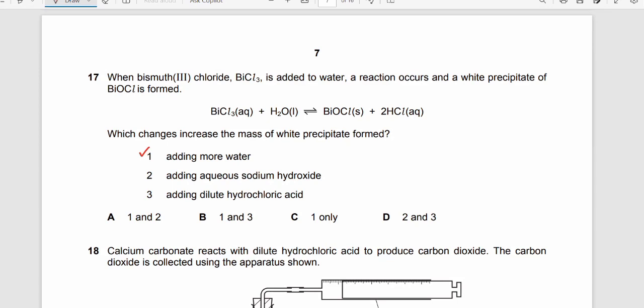Adding aqueous sodium hydroxide, is it beneficial? Now let's see, I think sodium hydroxide is not beneficial. Adding dilute hydrochloric acid? Yes. Adding dilute hydrochloric acid, HOCl.